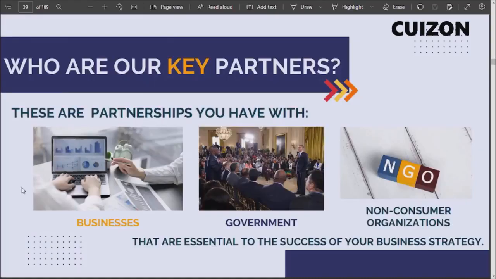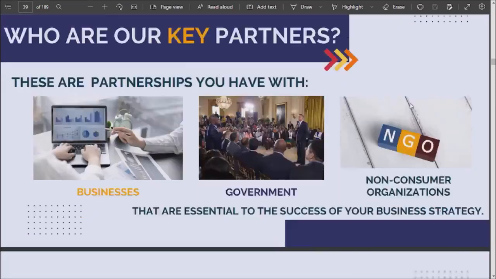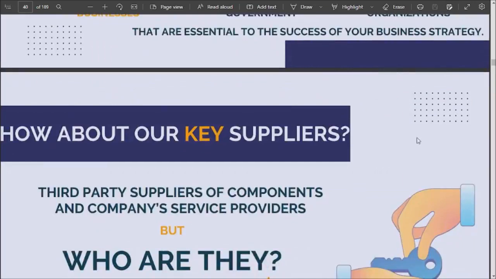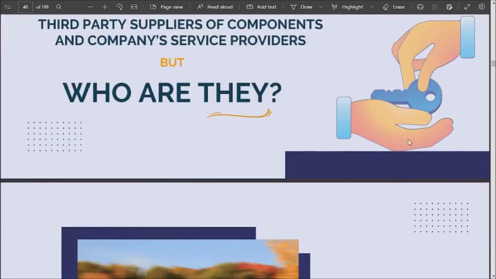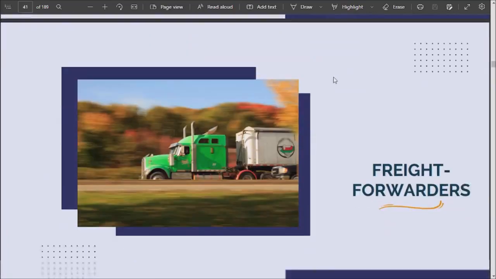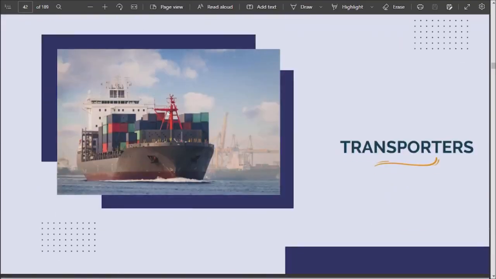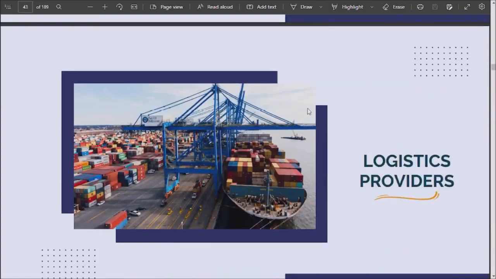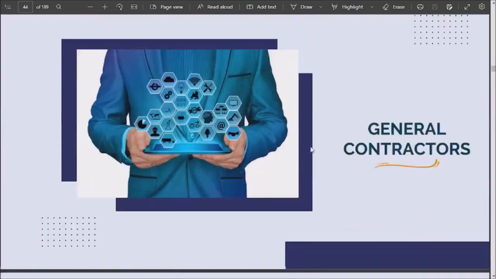Who are our key partners? These are the partnerships that we have with businesses, the government, and non-consumer organizations, which are essential to the success of the business strategy. But how about our key suppliers? These are the third-party suppliers of components and company service providers. But who are they? This can be the freight forwarders, transporters like this barge here, logistics providers, general contractors, warehousers.